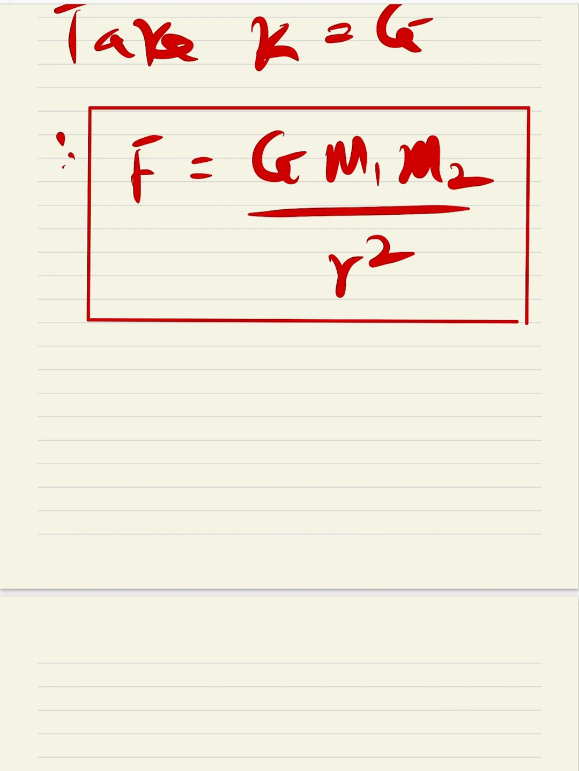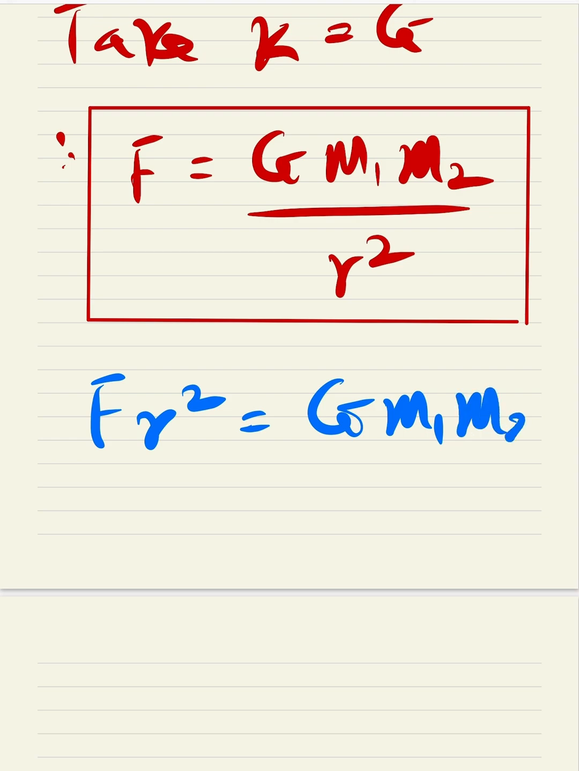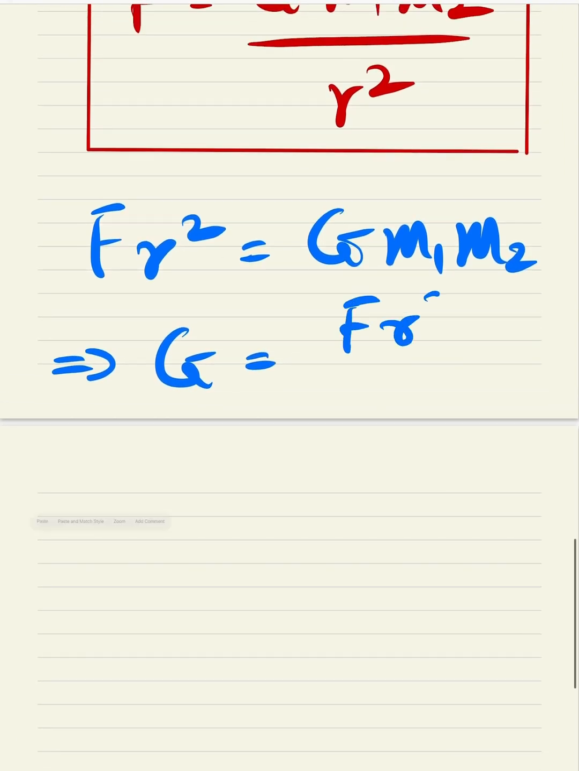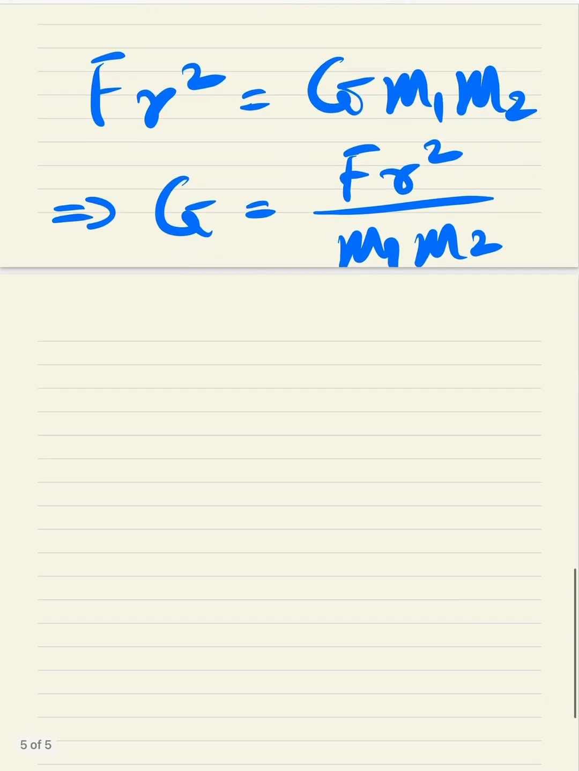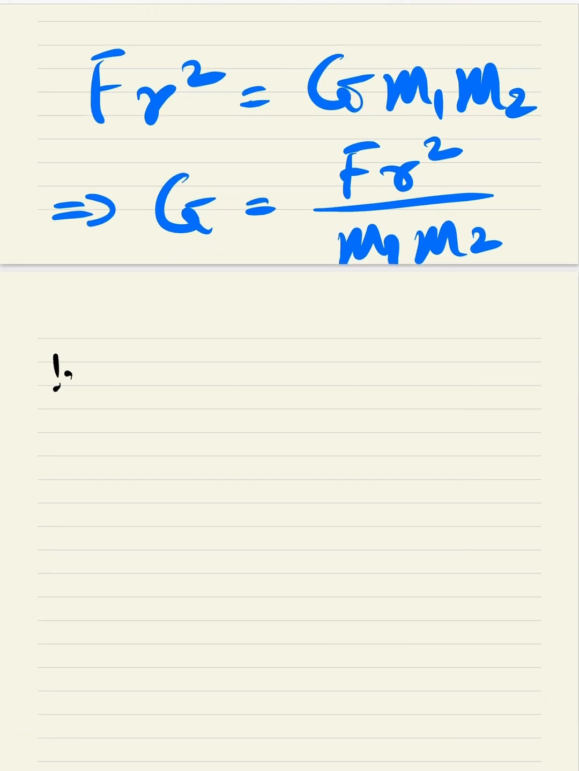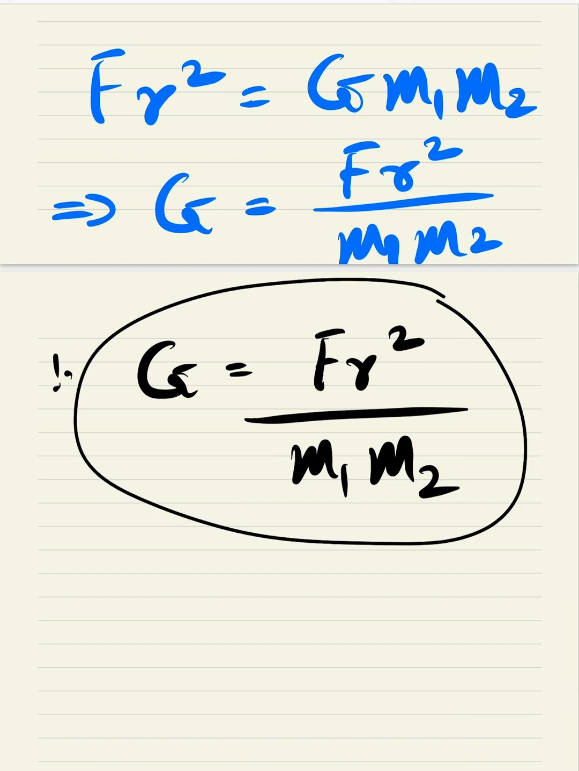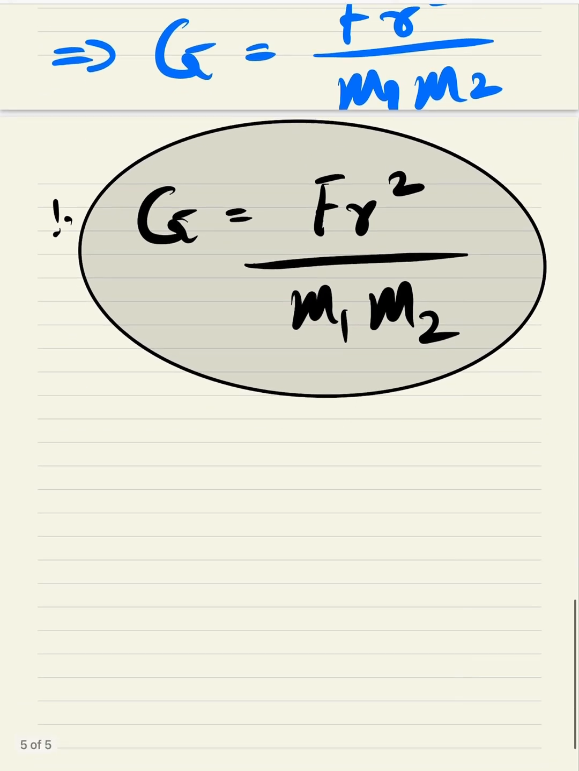If you cross multiply from here, definitely F r square is going to give us G m1 m2, right? And then finally the G is going to give us F r square all over m1 m2. Let me write it afresh. Means that G that we are looking for is F r squared all over m1 and m2. Right? So this is going to be the formula that we are going to be working with, right?